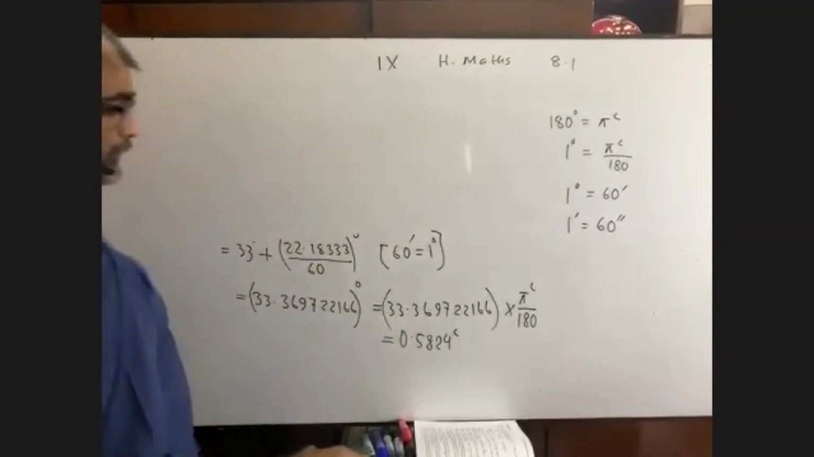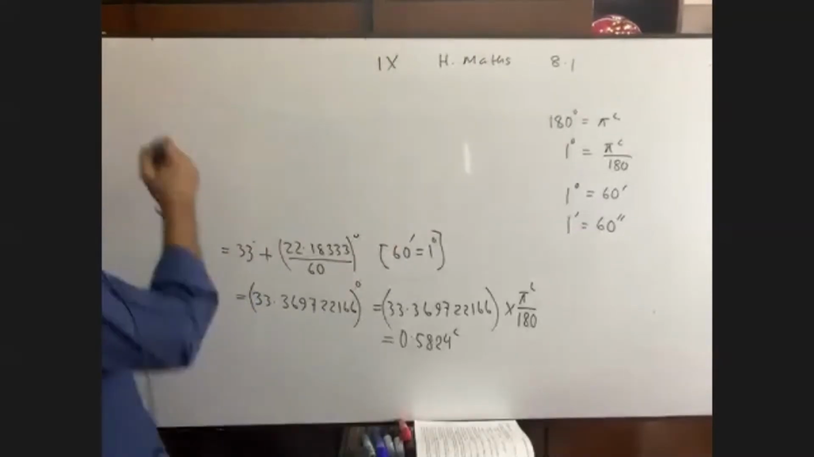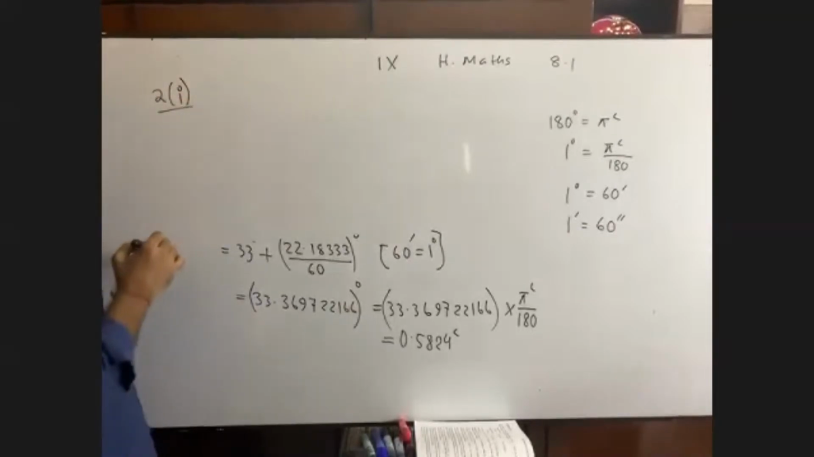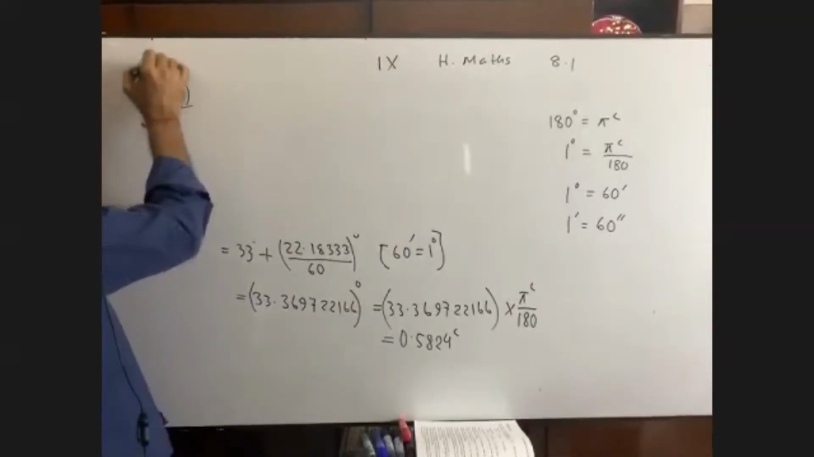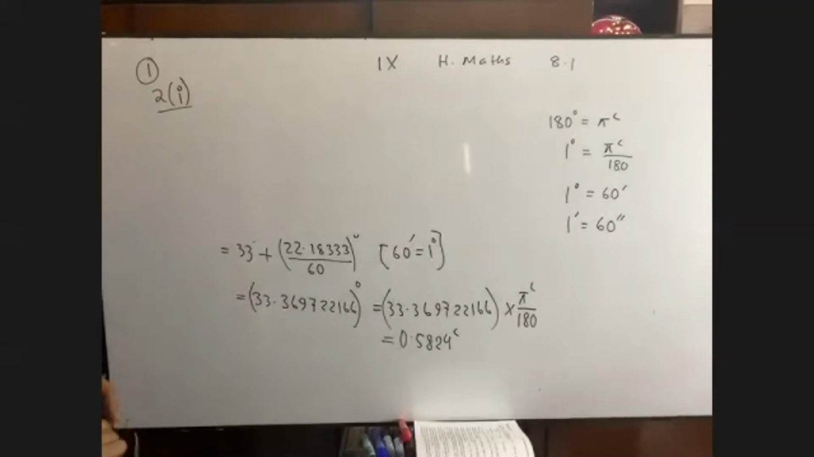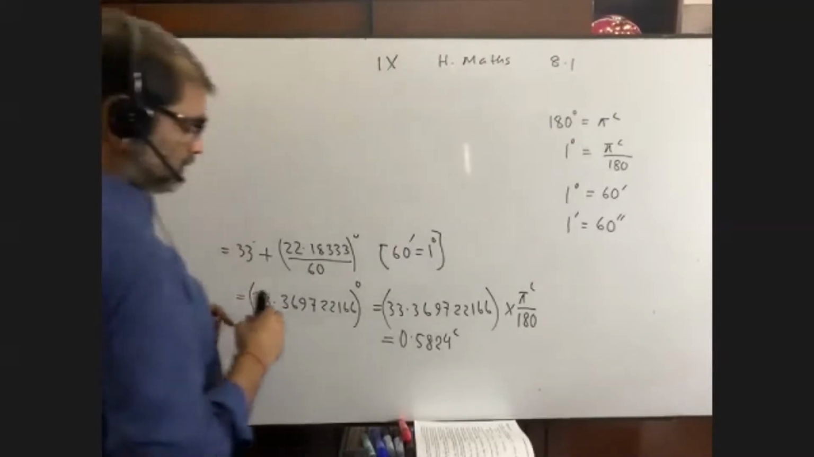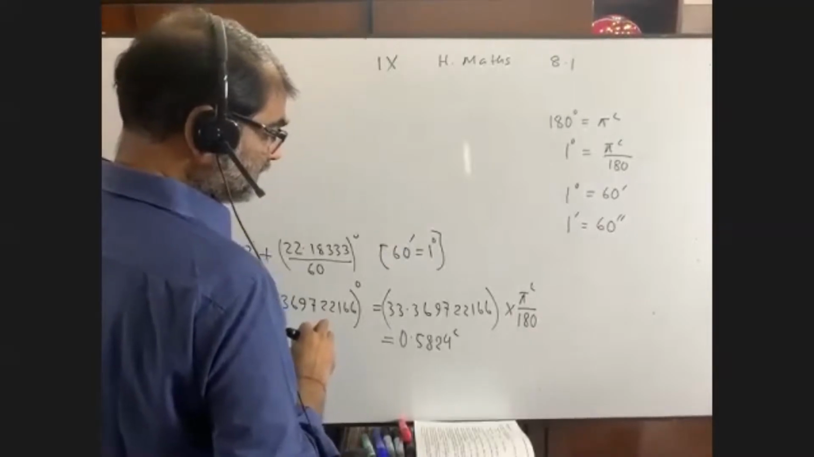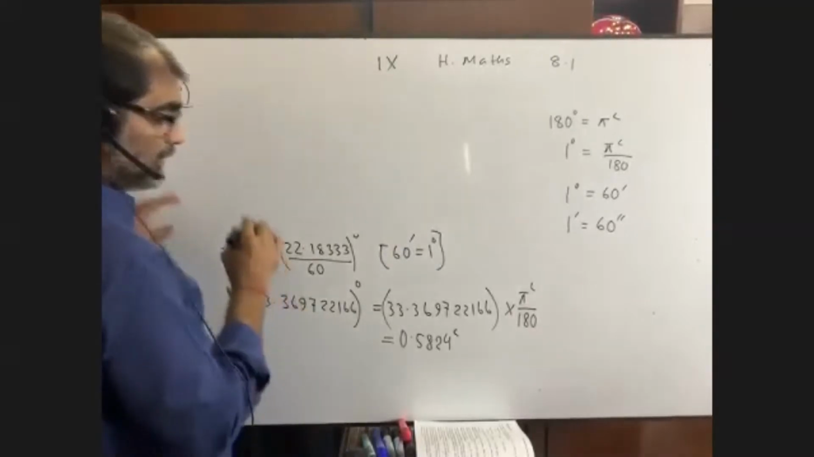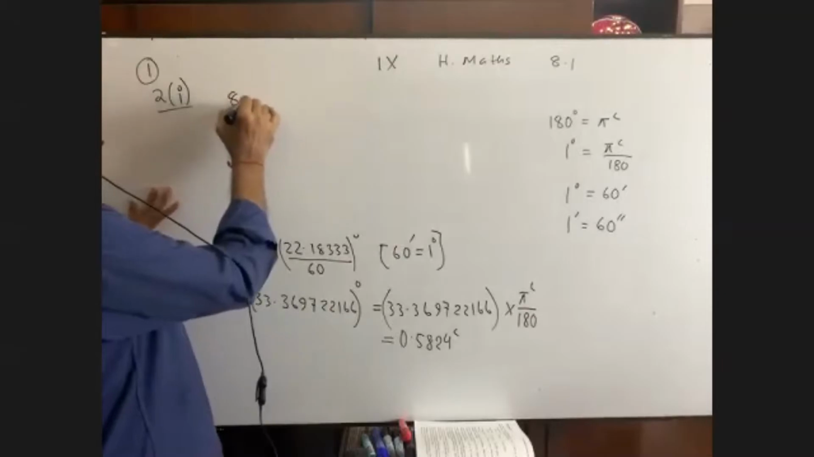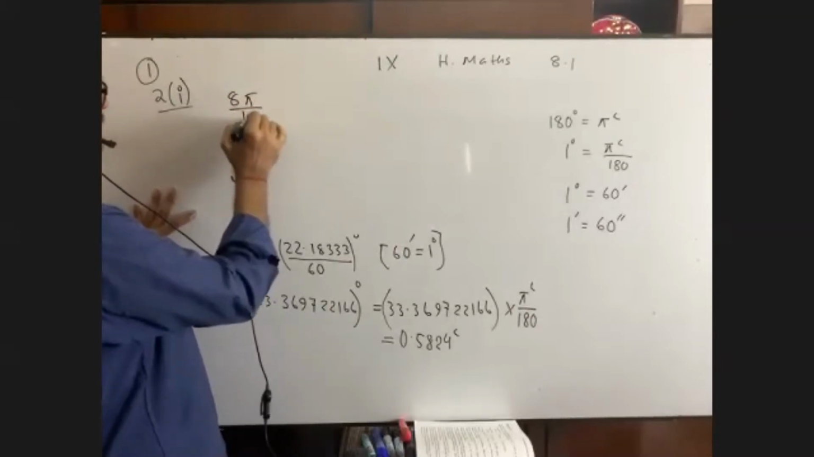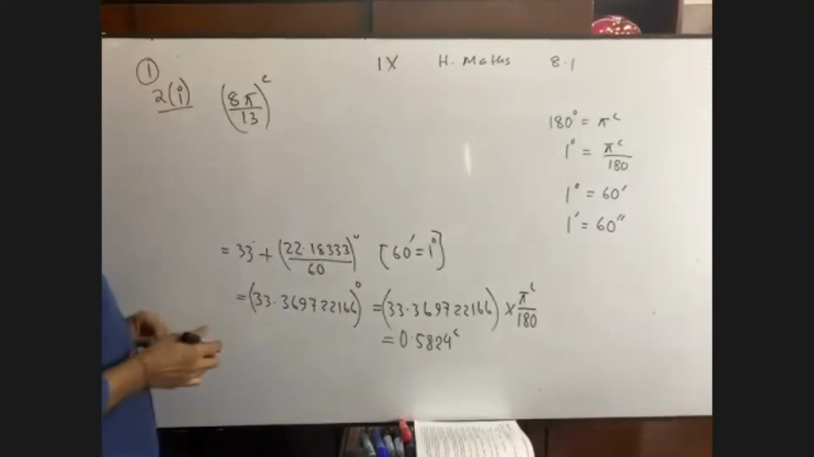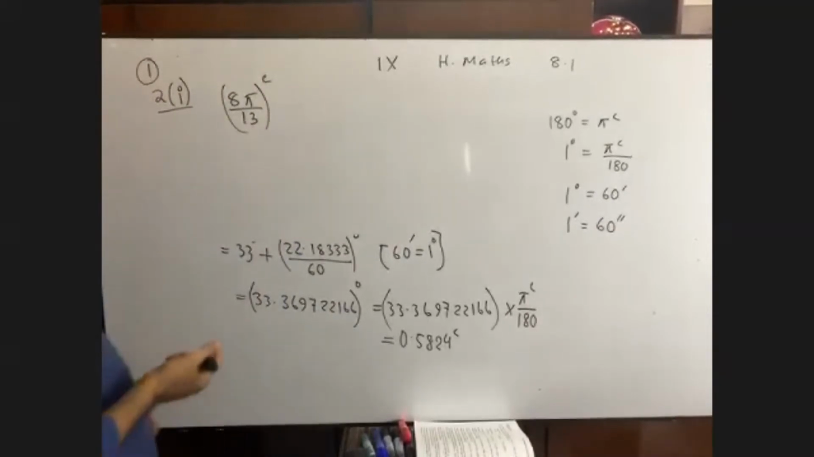Now, I am going to the next math, question number 2.1. It is vice versa math. You have to express radian in degrees. You are given 8 pi by 13 radian. You have to express it into degree. Can you do it? Vice versa math.